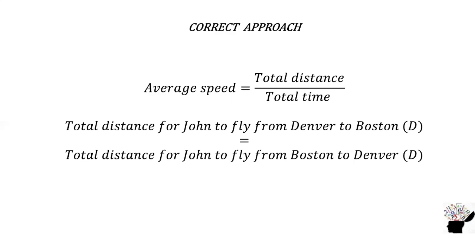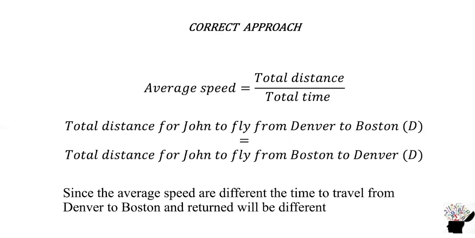But we know that in the question, the average speed is different. So since the average speed is different, it means that the total time for John to travel from Denver to Boston and from Boston to Denver will also be different. So since the average speeds are different, the time to travel from Denver to Boston and return will also be what? Different.